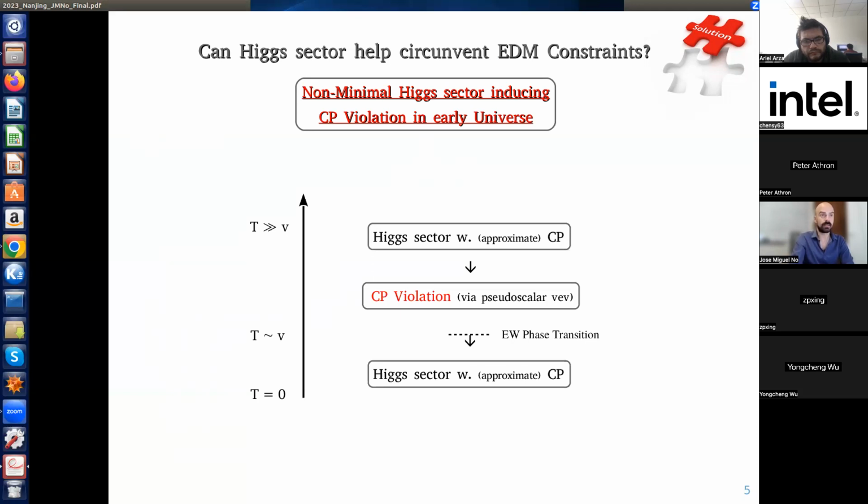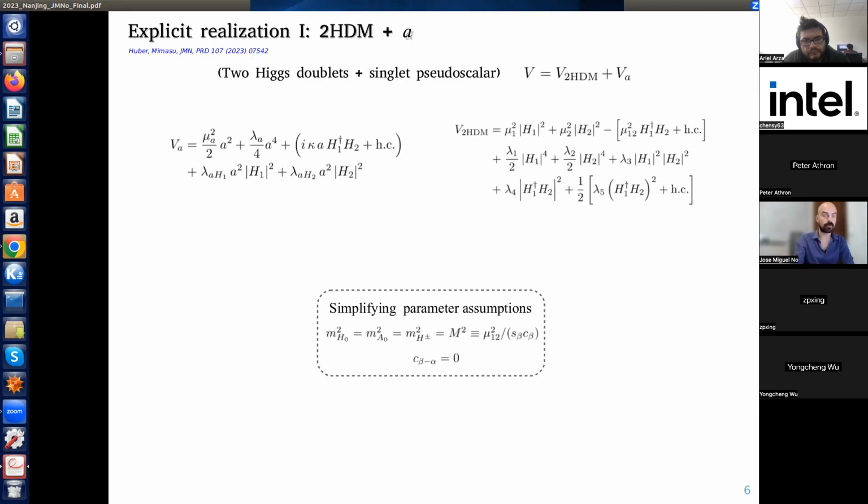And then electric dipole moments would not be sensitive to that, because the EDM would be extremely suppressed. The source of CP violation would be very suppressed now. So this is what we are going to do in the rest of the talk. We're going to try to explore setups in which this works, or how this works, okay?